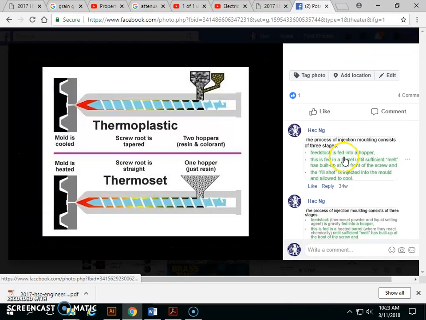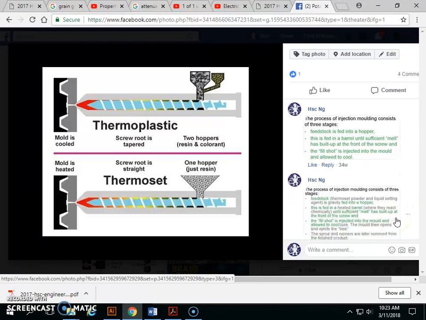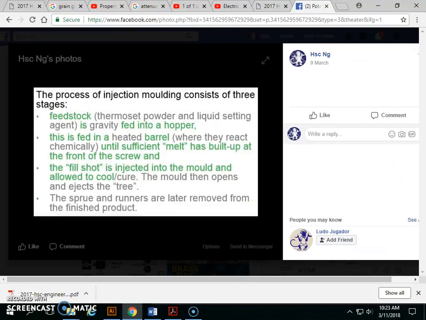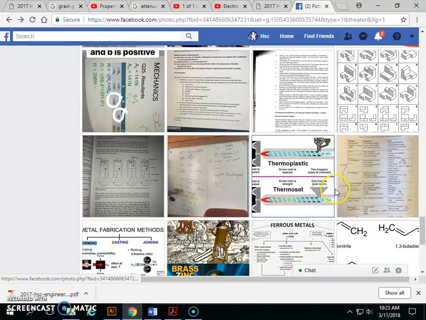So I have the short answer. Feedstock added into hopper, fed into barrel till sufficient melts. Fill shot is injected into the mold and allowed to cool. Here's a slightly better answer. And then going back.